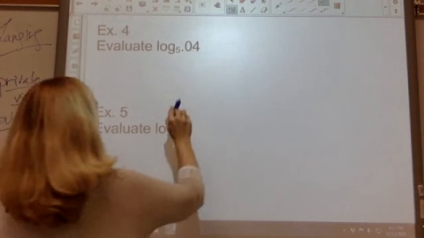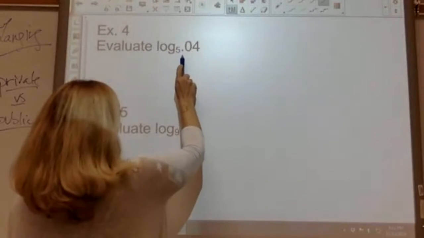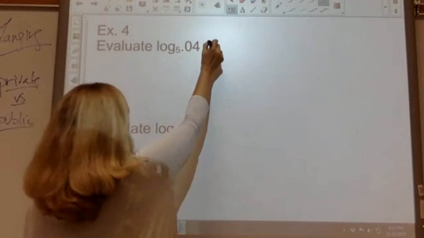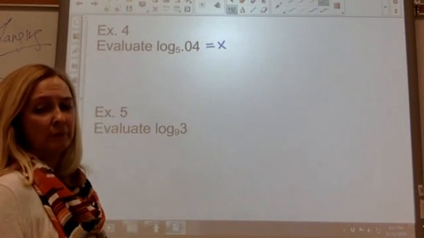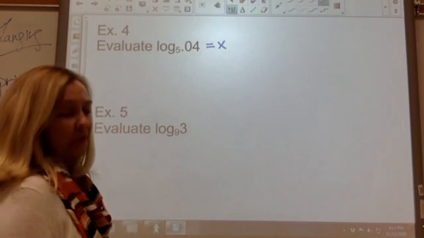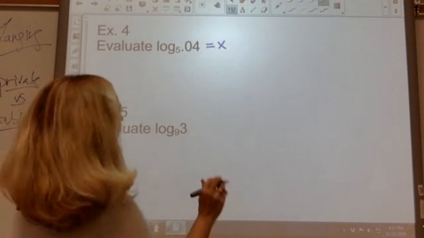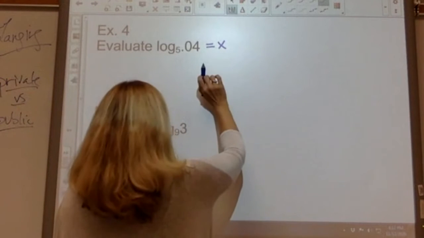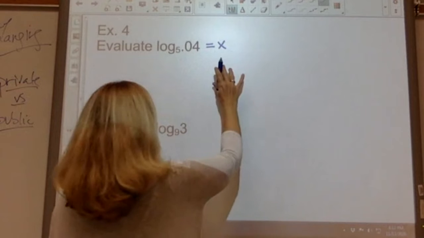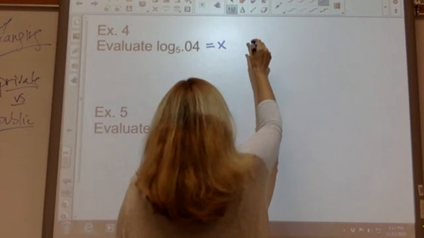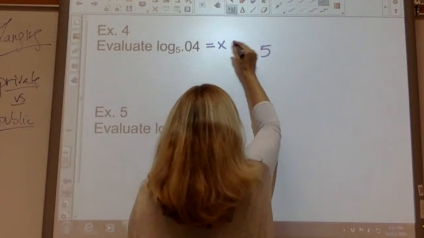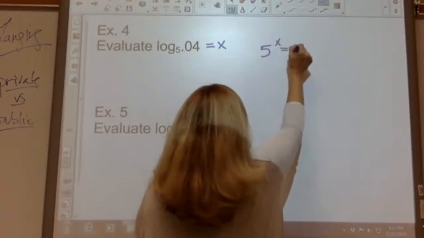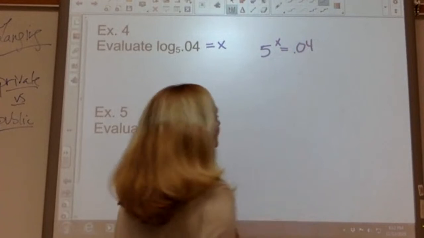So here, they want us to evaluate log base 5 of 0.04, and so we're going to set this equal to x. Now, some of you may be thinking, there's a button on some calculators for this. Yes, there is, and we're going to get to that in just a second. All right, so here, I'm going to rewrite this in exponential form. So that gives me the base, which is 5, raised to the power x equals 0.04.